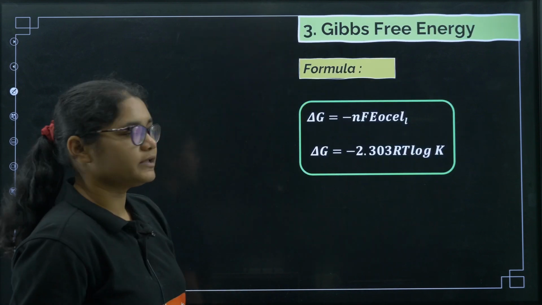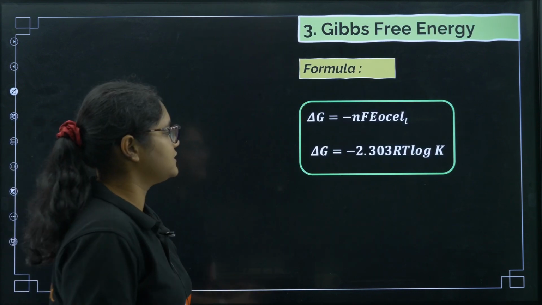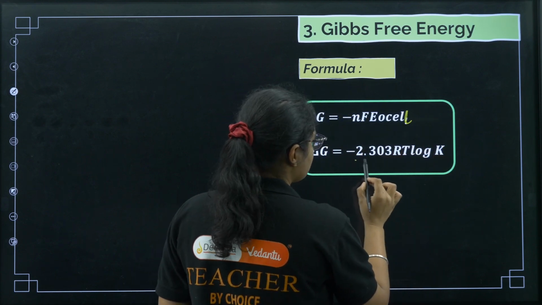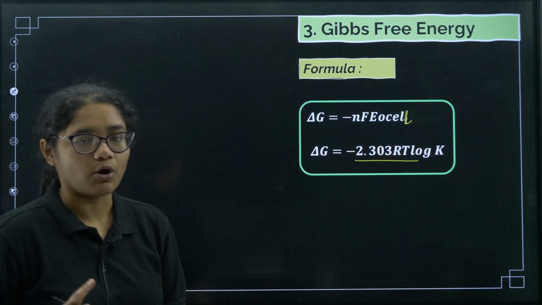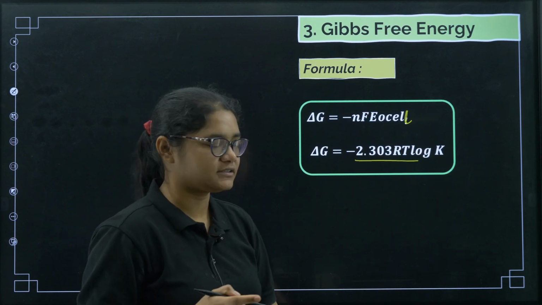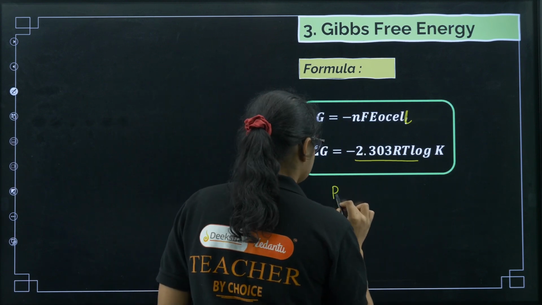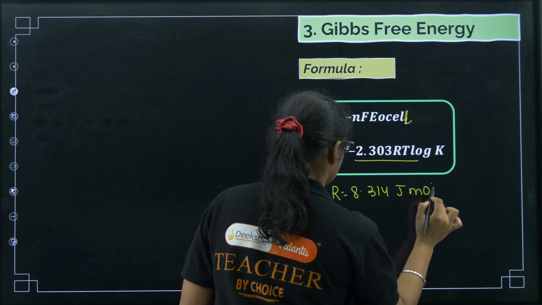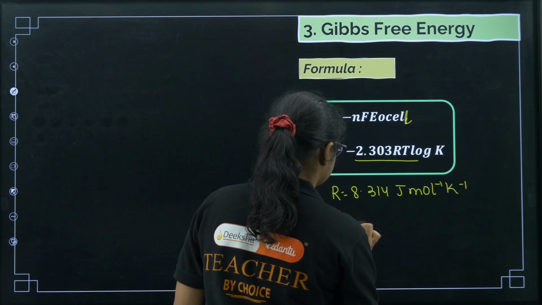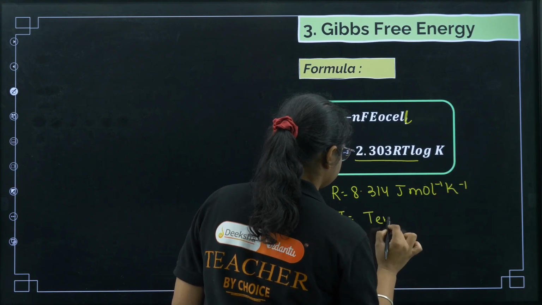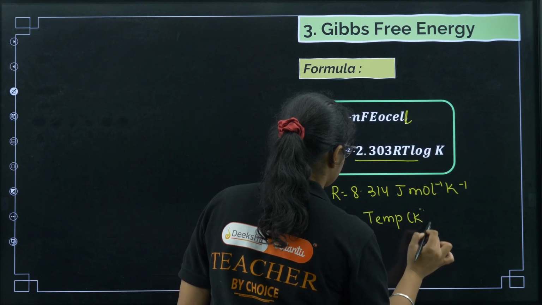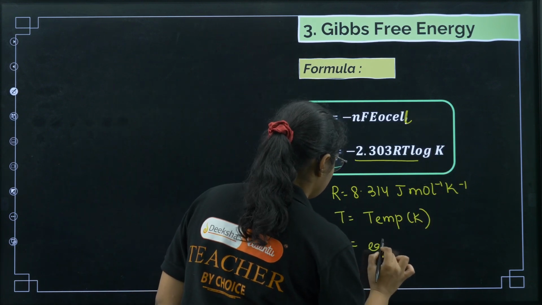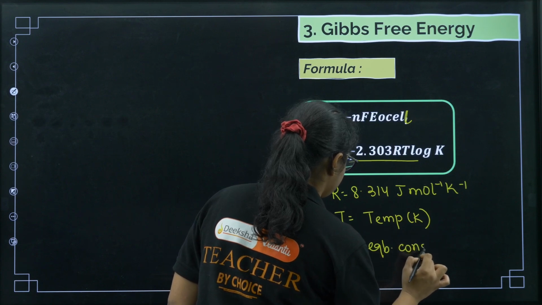Next, coming to Gibbs free energy, we have two formulas: delta G is equal to minus nF E naught of the cell, or delta G is equal to minus 2.303 RT log K, where K is again the equilibrium constant. Here R is the gas constant, R is equal to 8.314 joule mole inverse Kelvin inverse, T is your temperature in Kelvin, and K is the equilibrium constant.